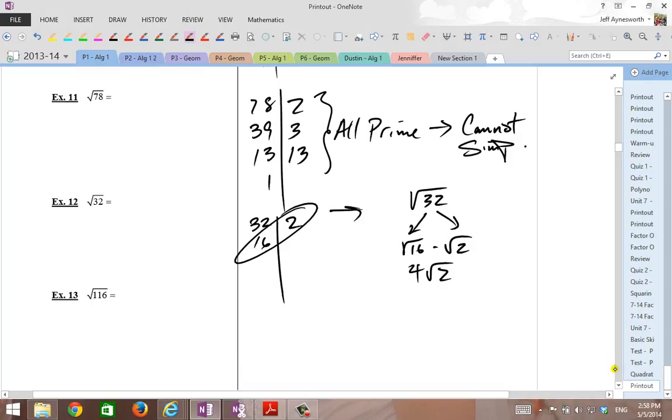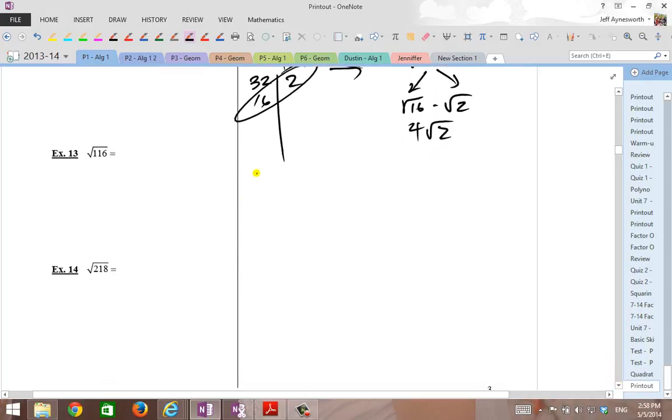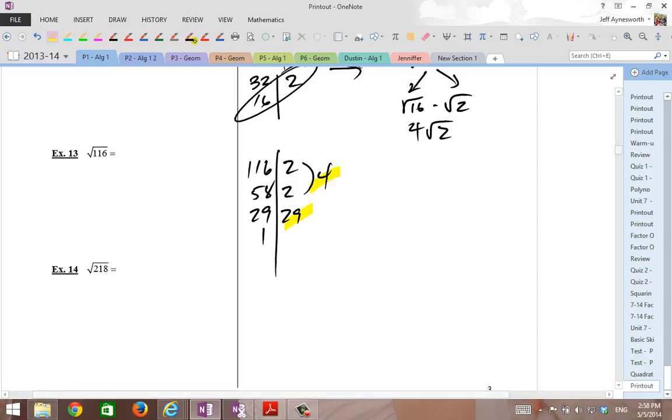All right, and the next one, square root of 116. So let's take 116 off to the side. Pause the video, start factoring. 116 divided by 2 is 58. Divided by 2, 29. That's prime. So there are my factors, 4 times 29. You've got to square root those guys. So the square root of 116 is the square root of 4 times the square root of 29, and you get 2 root 29. Okay?